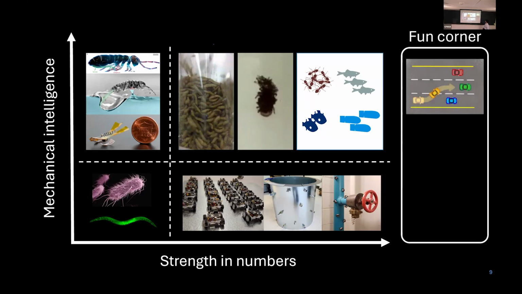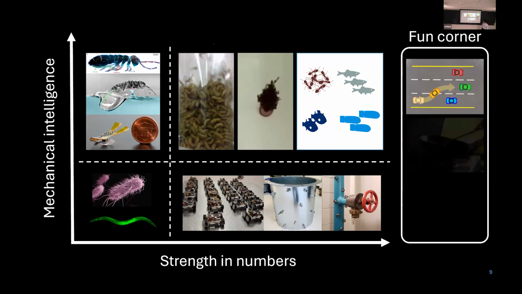I also have a fun corner of my research. So I've looked at traffic flow, looking at how the lane-changing behavior is perhaps analogous to the viscosity in traffic flow. So a lot of people like to model traffic flow in terms of fluid mechanics, and that is an analogy that is very intriguing, and I published a paper on that.